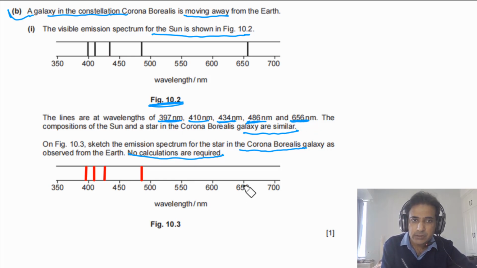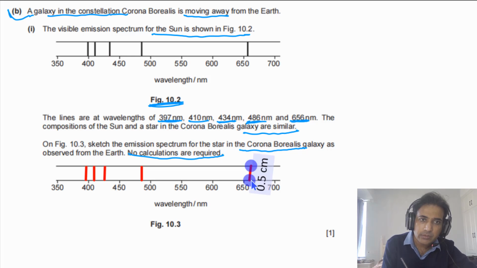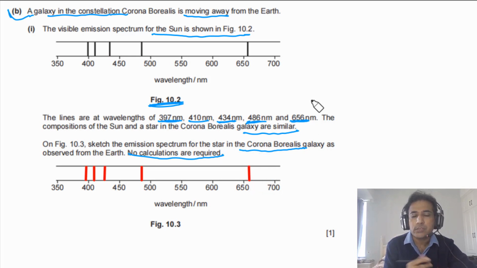656. So this is 650. So again 656, it will be around here at this point. So this is how you need to draw these lines. You can use a meter rule actually and you can draw them in a proper way. I've just drawn approximate locations.